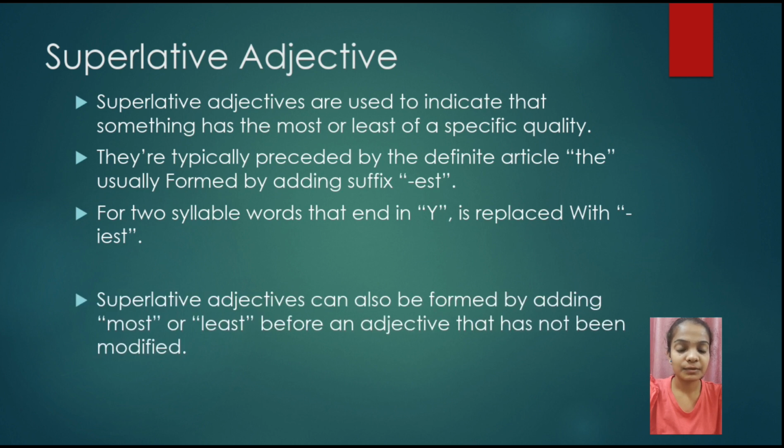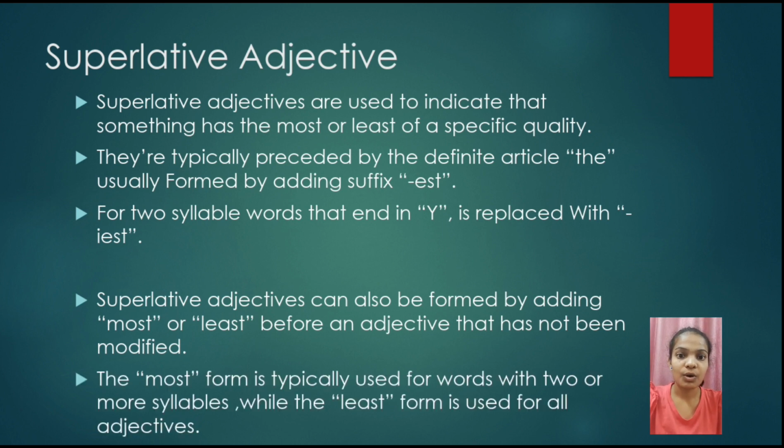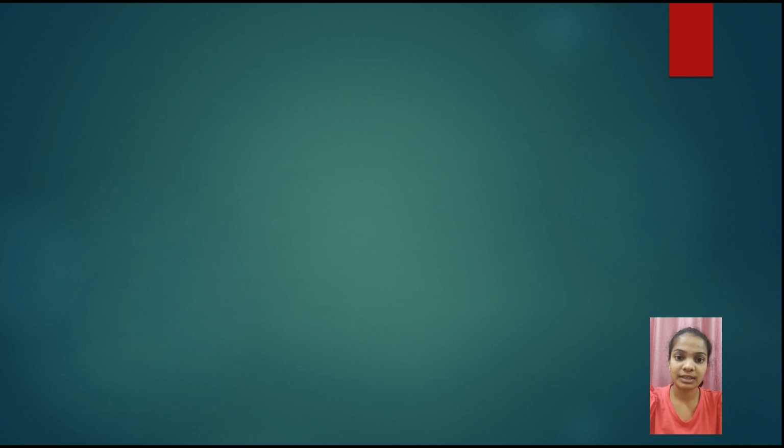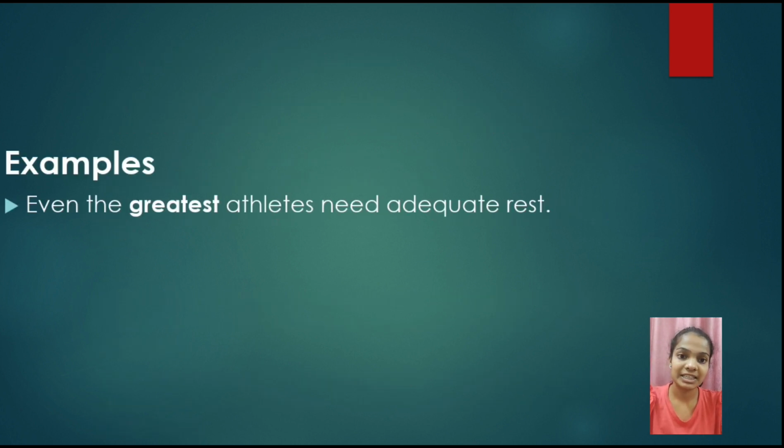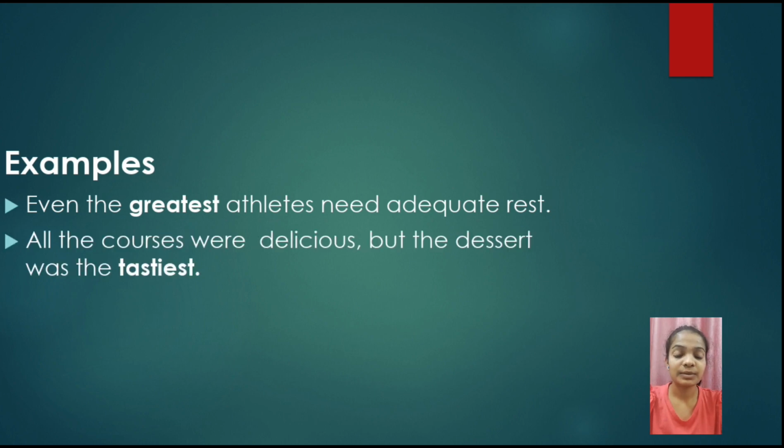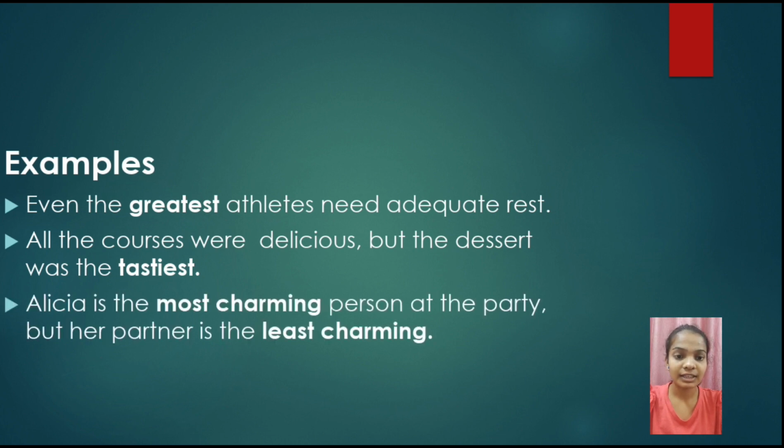Superlative adjectives can be formed by adding most or least before an adjective that has to be modified. The most form is typically used for words with two or more syllables, while the least form is used for all types of adjectives. Examples: even the greatest athletes need adequate rest. All the courses were delicious, but the dessert was the tastiest. Alicia is the most charming person at the party, but her partner is the least charming.